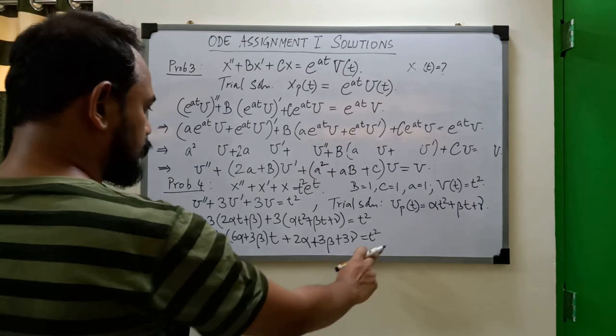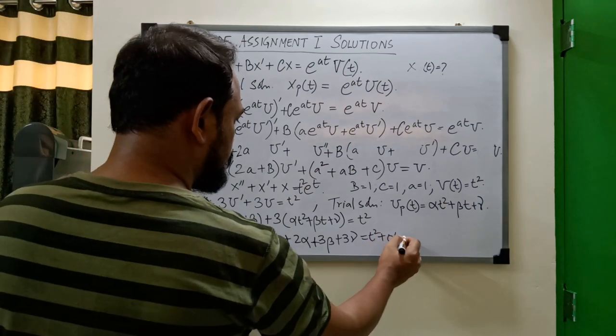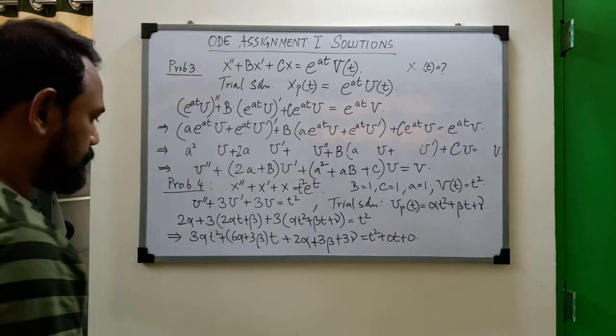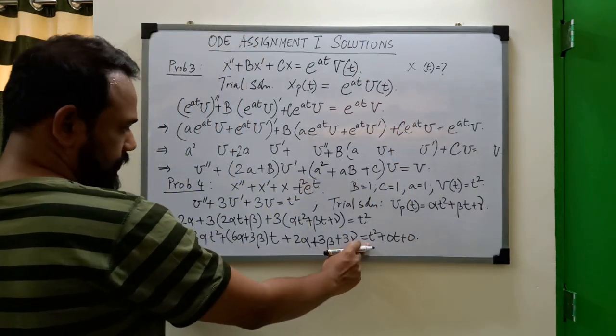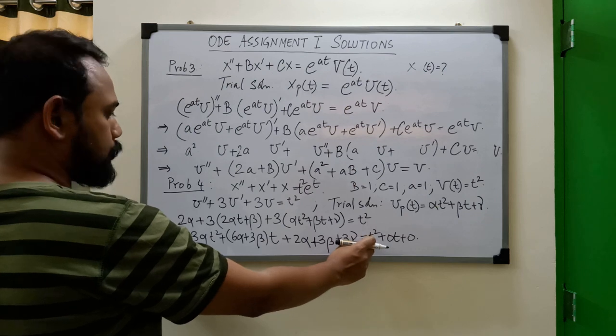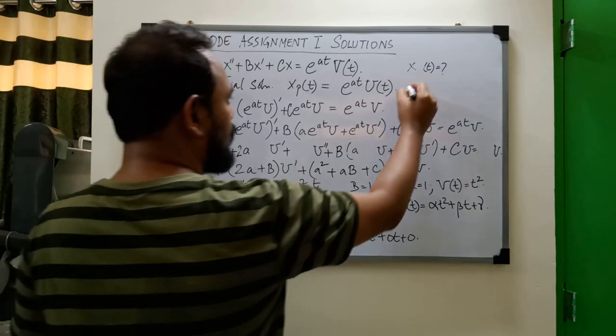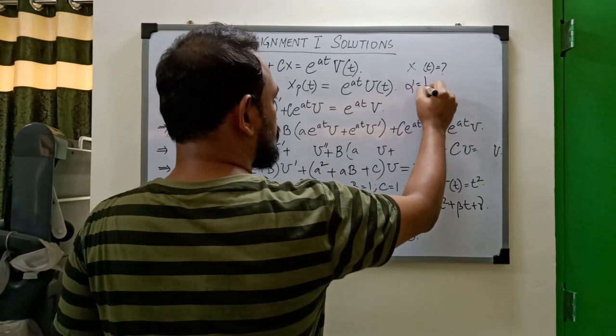If you compare the coefficients, so this is really 0t plus 0. You should get, so I'll just do it here, 3 alpha is 1. The coefficient of t squared is 1 on this side. So alpha must be 1/3.